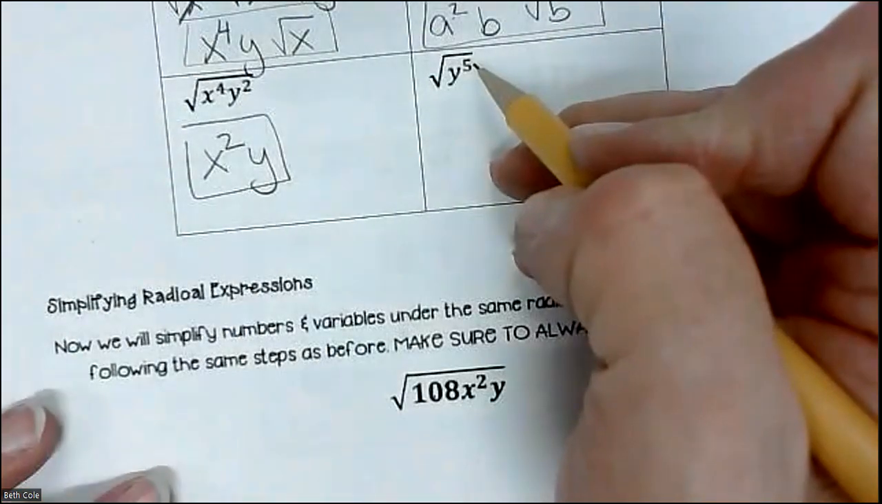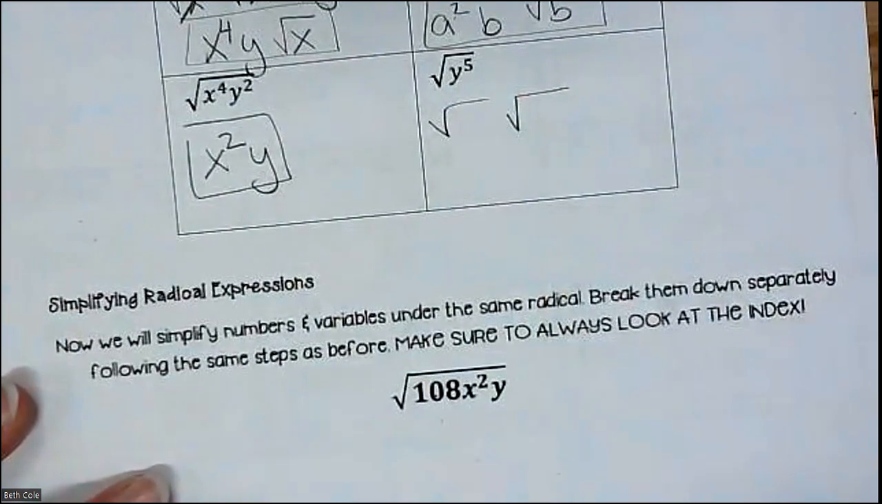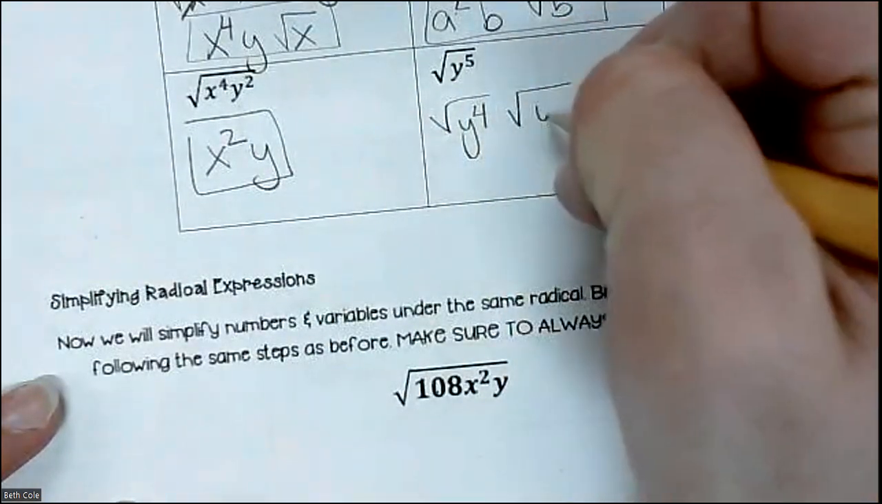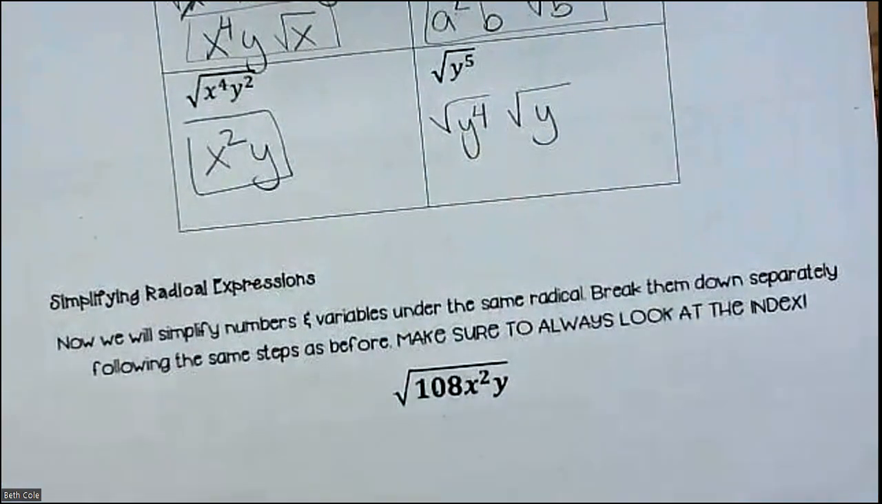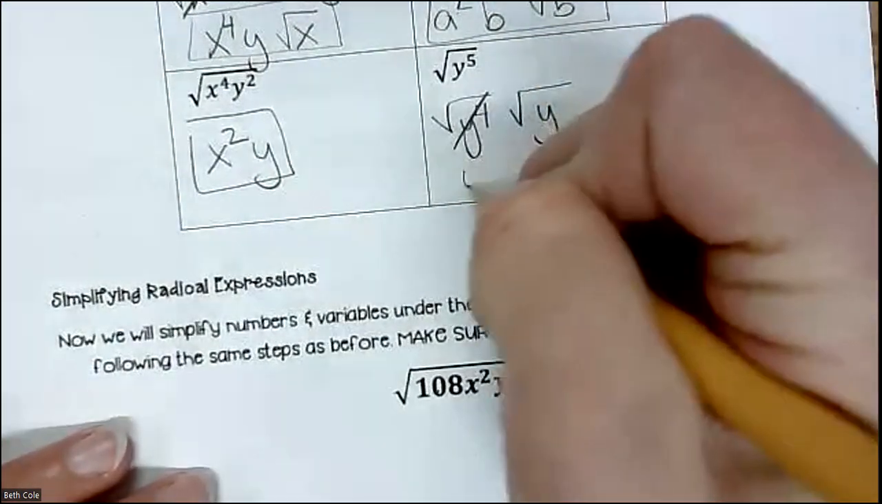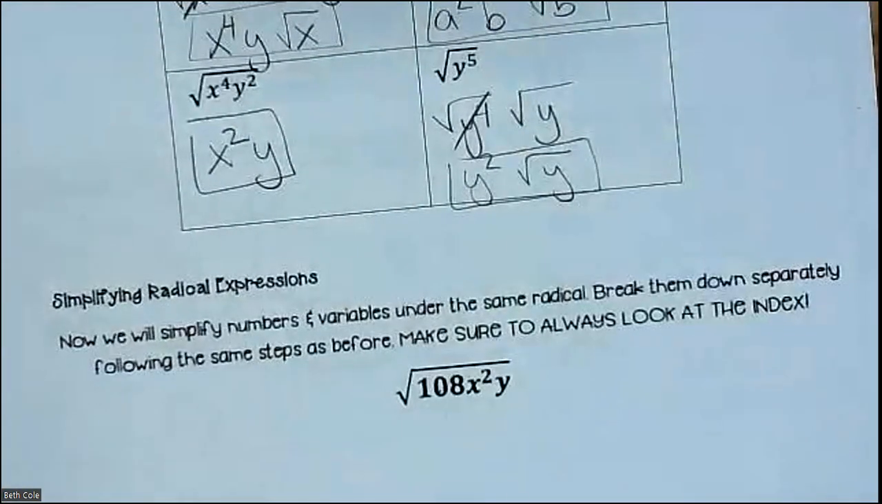Is 5 an even number? No, draw 2 houses. You want the next closest number to 5 that is an even number, which would be 4. You're probably like, is it always just going to be 1 less? Yep. Scratch it off. What does that reduce to? Y squared, and then that one is just left over.